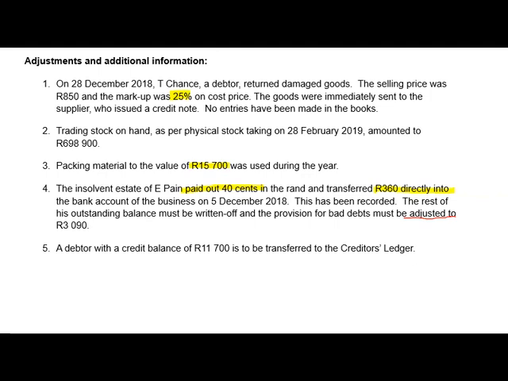They're saying a debtor with a credit balance of 11,700 is to be transferred to the creditor's ledger. First of all, you need to be careful. A debtor is someone that owes us. How do you know that it goes back to us owing them? They paid us more. That's why it's a credit balance. Your debtors control can have a credit balance. Or we recorded an amount incorrectly. Something must have happened.